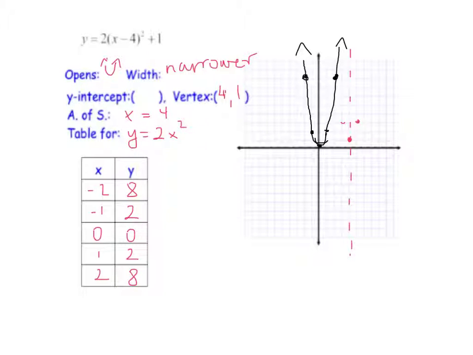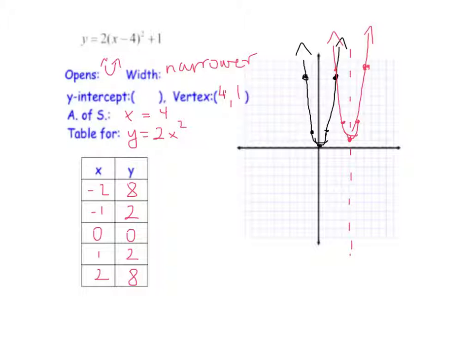So I'm just plotting these points. Again, 4 to the right and 1 up. If I can use the stylus, perfect. 4 to the right and 1 up. So now I will have my parabola that is right here.